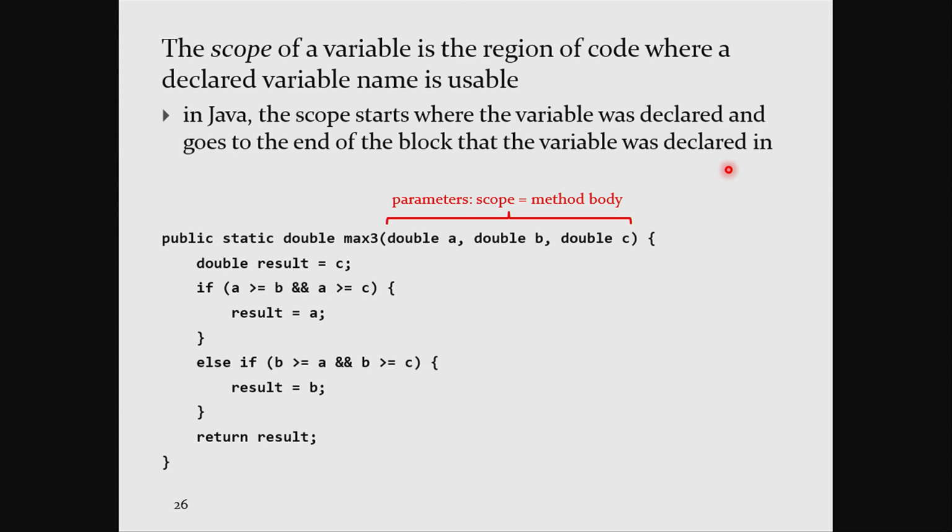In Java, the scope starts where the variable was declared, and it goes to the end of the block that the variable was declared in. So remember, the braces delimit blocks in Java. For our parameters A, B, and C, those are declared at the beginning of the block. You can think of them as being declared at the beginning. So the scope of A, B, and C is the entire method body. Anywhere in that method body, I can use the names A, B, and C, and they refer to the double values that were passed into the method.